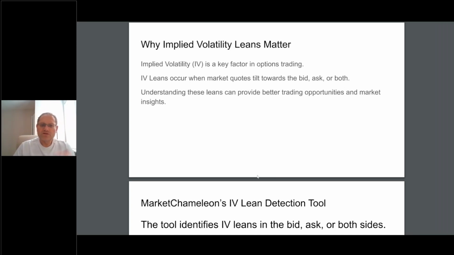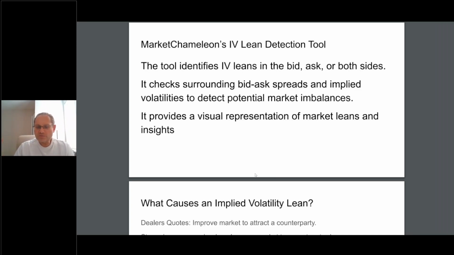So to get the implied volatility lean, you need some tools to detect it, okay? It doesn't just pop out. You need some tools to convert it to the implied volatility, and then to detect that, oh, here's a lean on the bid, here's a lean on the ask, or maybe it could be on both sides. So how do you identify it?